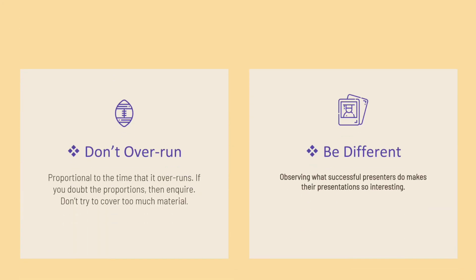Then, do not overrun your time. Provisional to time, do not overrun unless it's explicitly stated otherwise. When you are told to give a talk to last for 30 minutes, plan to talk for at most 25 minutes and leave. If you doubt the proposition, then inquire. Don't try to cover too much material. Be different. Observe what successful presenters do that makes their presentations so interesting, and add those to your presentation.